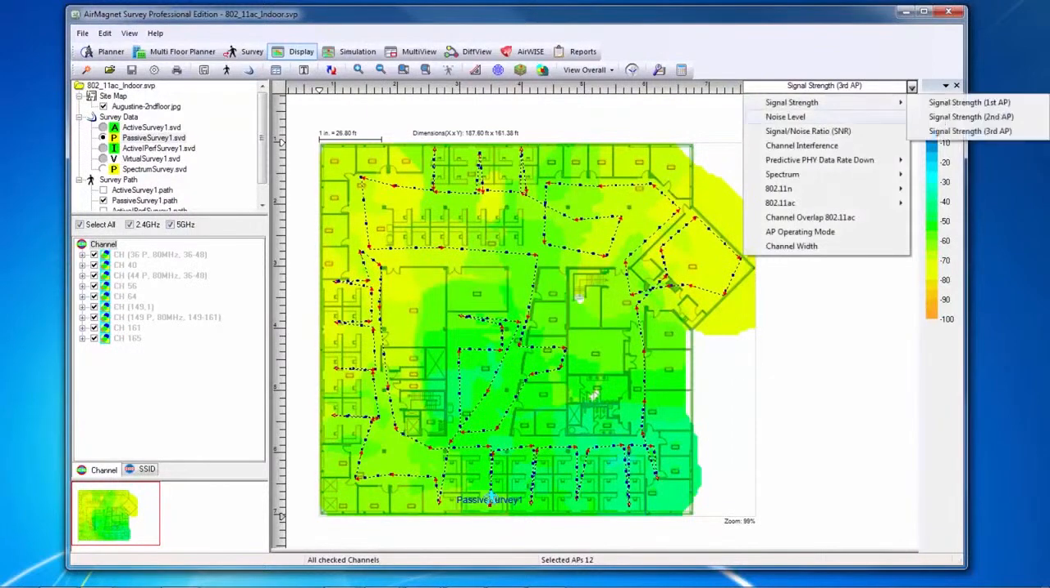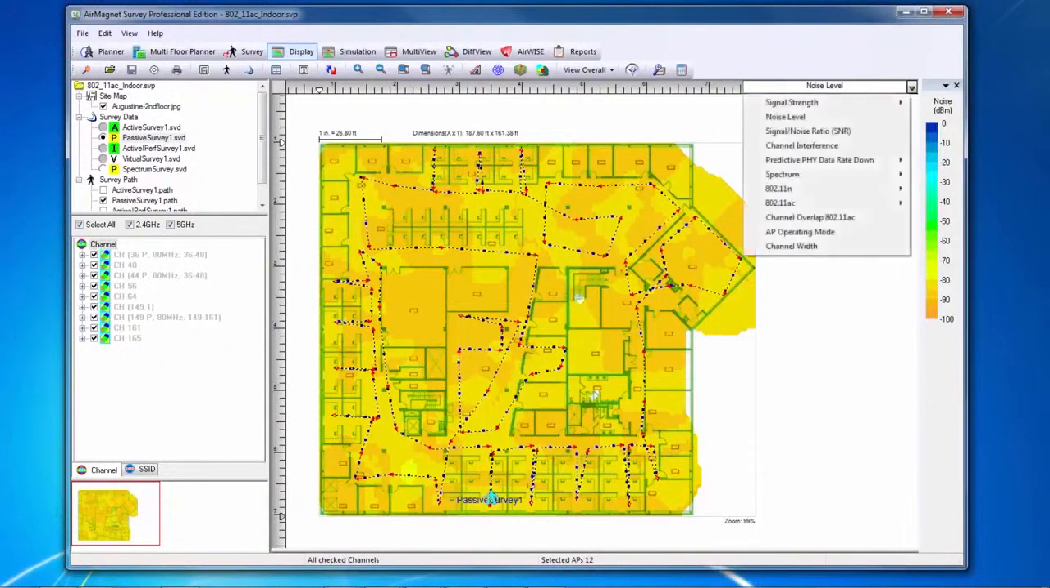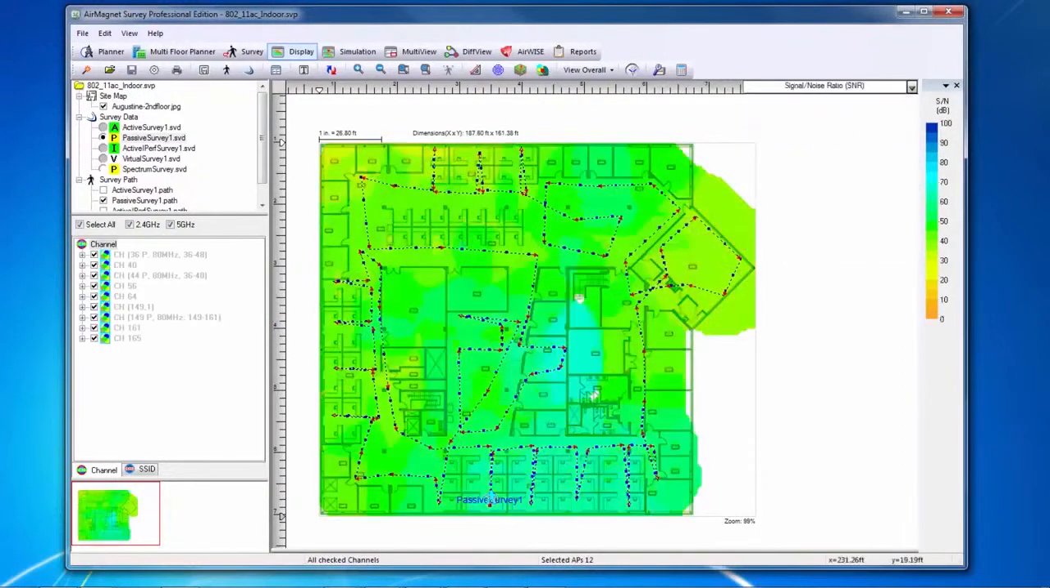Our next heat map is noise level. The noise level heat map will show the noise level measured by the wireless card in dBm across the site. A signal-to-noise ratio heat map will show the signal-to-noise ratio in dB throughout the site as measured by the adapter.